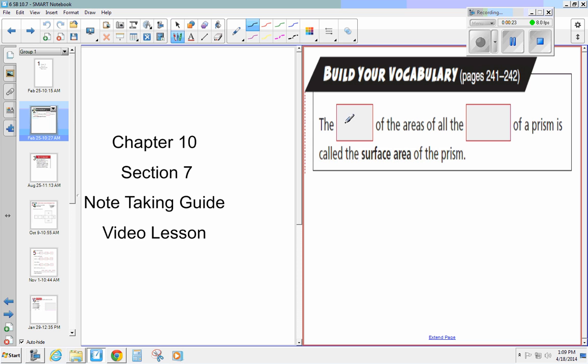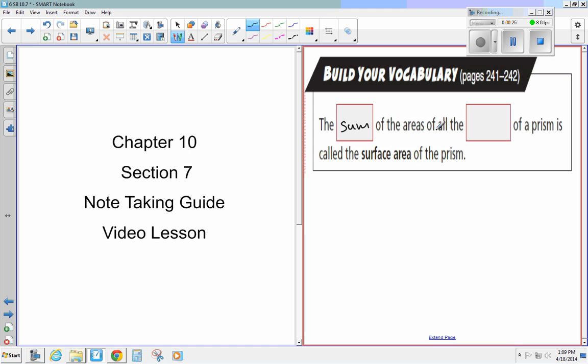The sum of the areas of all the sides of a prism is called the surface area of that prism. So basically, you have a prism. It has all these different sides. Here's area 1, area 2, area 3. The sum of all of those sides adds up.